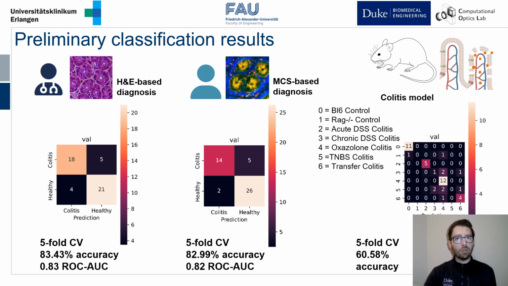And now for the multi-class problem, we get a 61% accuracy in the 5-fold cross-validation loop. This is pretty interesting because it shows us that, yes, it is indeed possible to distinguish different models based on the label-free input that we get from our molecular contrast imaging method.